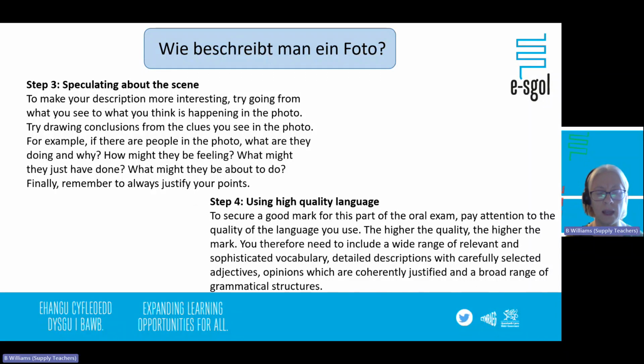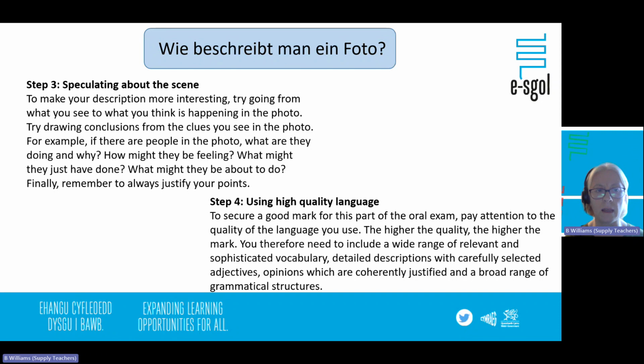So for example, if there are people in the photo, and it's very rare that there's a photograph with no people at all, but it does happen occasionally, but most of the time you will see at least one person, if not a group of people. What are they doing? Maybe why are they doing it? So this is the speculation element.